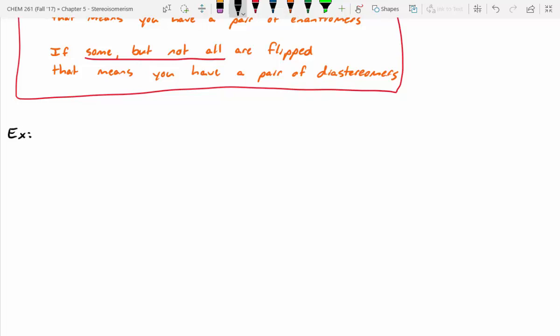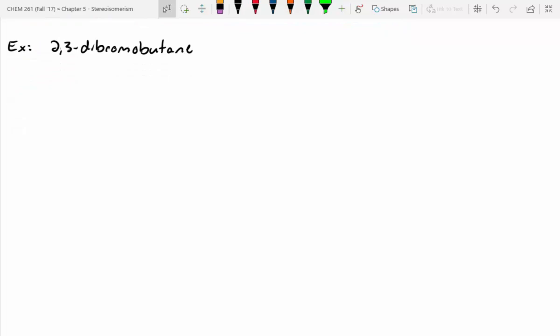All right, for this challenge one, we're going to do 2,3-dibromobutane. So again, we want to figure out how many potential stereoisomers we have, and then go through the list of determining whether or not they're chiral or achiral, assigning stereochemistry, and then assigning isomeric relationships.